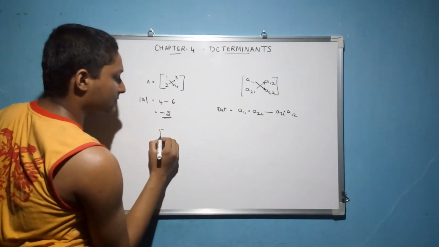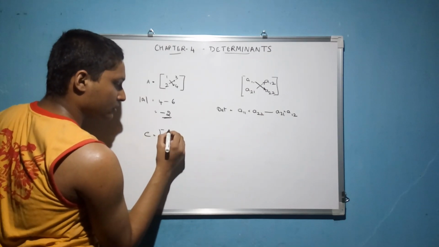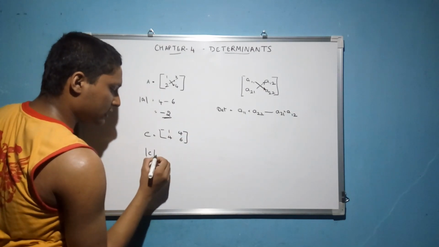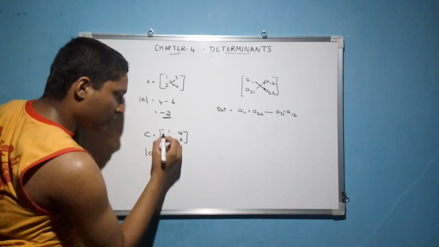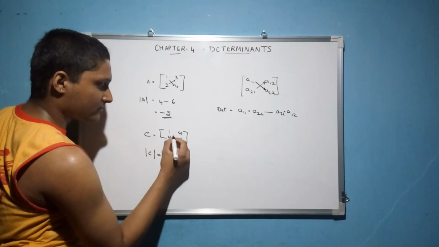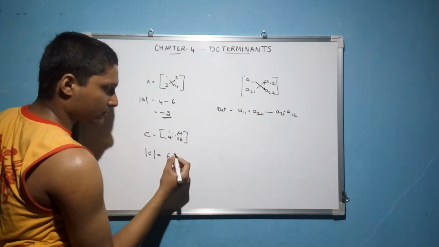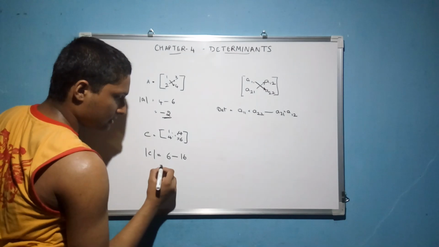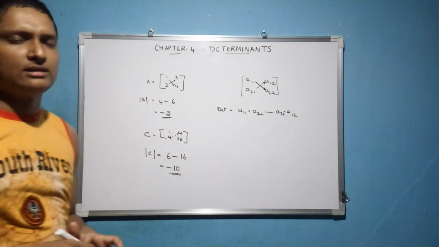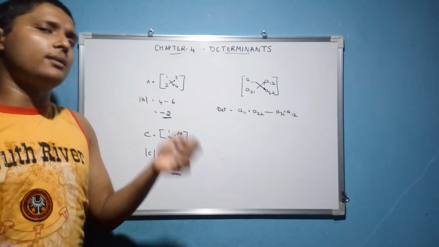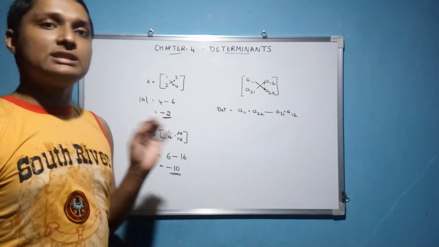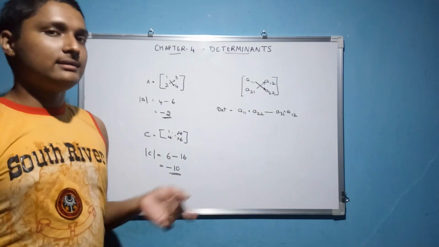If I have some other random matrix, maybe C, I'll write 1, 4, 4, 6. I'll find the determinant value of C. That should be equal to how much? It is going to be 1 into 6, 6, minus 4 into 4, that is 16. That is going to be minus 10. The determinant value here is going to be minus 10. So it can be any real number, it can be a fraction, it can be some other negative number, or even 0. 0 is a special case which we are going to learn in a later part.